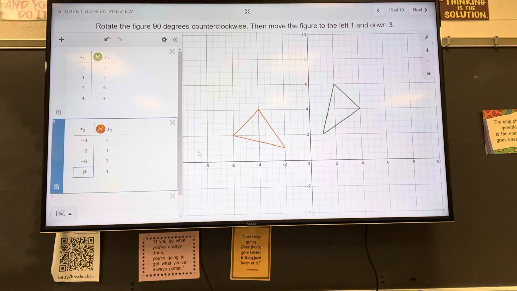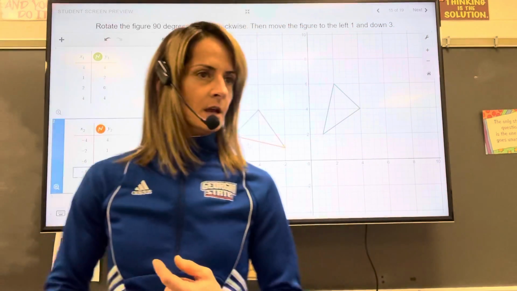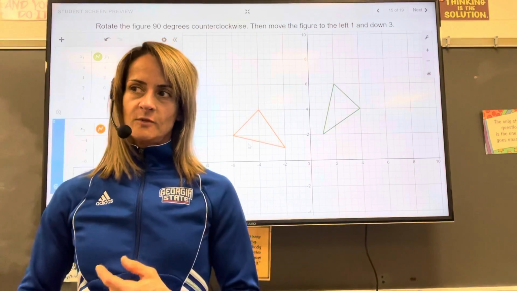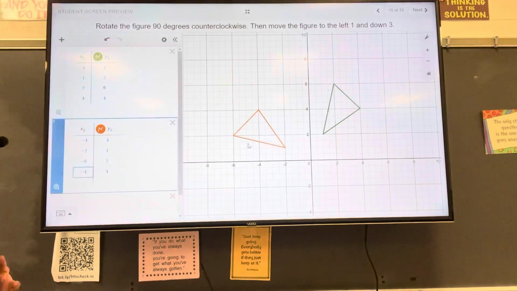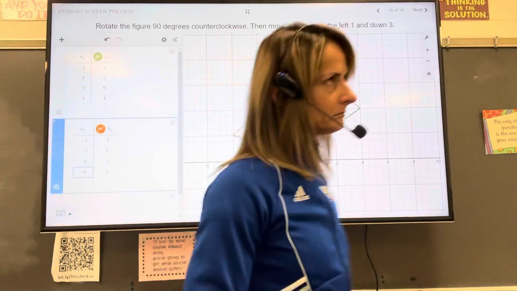Let's go ahead now and do the second step, because on occasion, especially SOL tests, you have multiple transformations that are done in the same problem. Are you guys trying to see behind me?